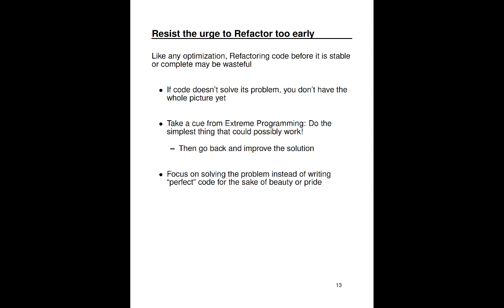I always look to the mantra from extreme programming, which is do the simplest thing that could possibly work. You get it working, and then go back and improve the solution. And while refactoring does improve the readability of the code and makes it look nicer, you should focus on solving the problem. That's ultimately what we're here to do. We're not here to write the perfect code, and certainly not out of beauty or pride. People use your software because it solves the problem for them, not because it is the best looking or best structured internally.